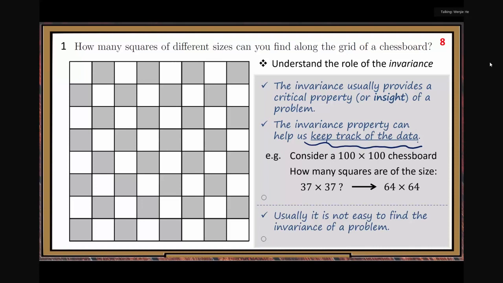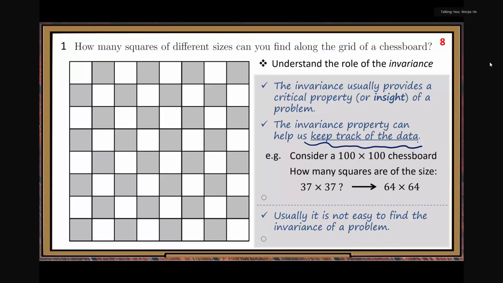But finding invariance is usually very difficult. You need to really understand the problem very well. Sometimes the invariance property is buried very deep, so you really need to understand it extremely well to discover that invariance property.